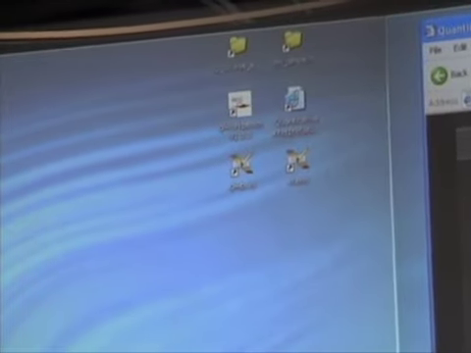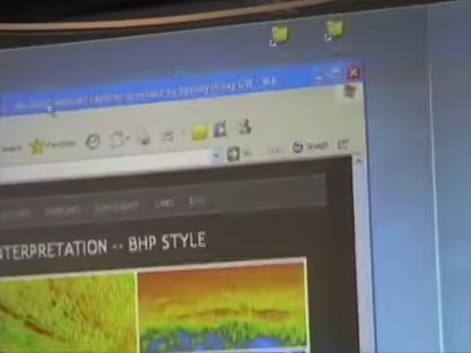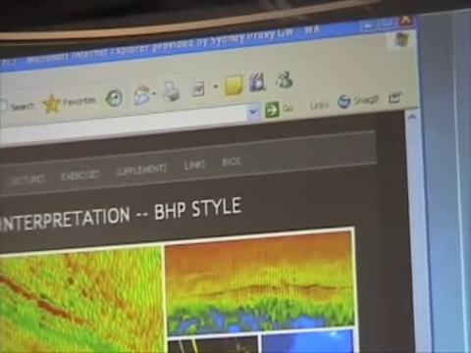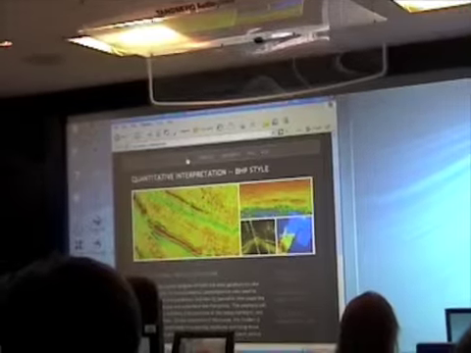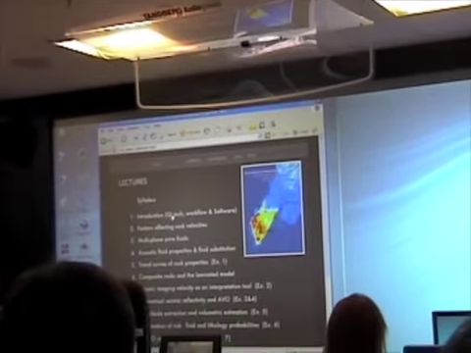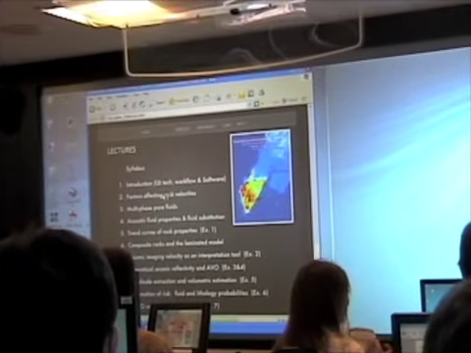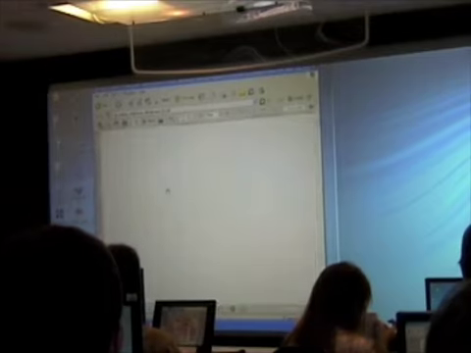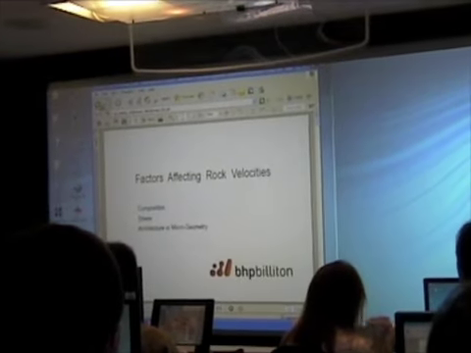That is a password, yeah. That here is the particular website. If you go to lectures, you can click on any of the lectures, and it should bring up a particular PDF of that lecture.